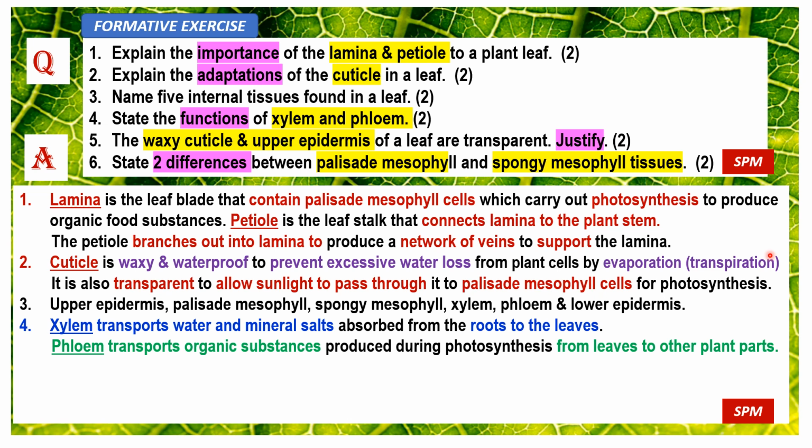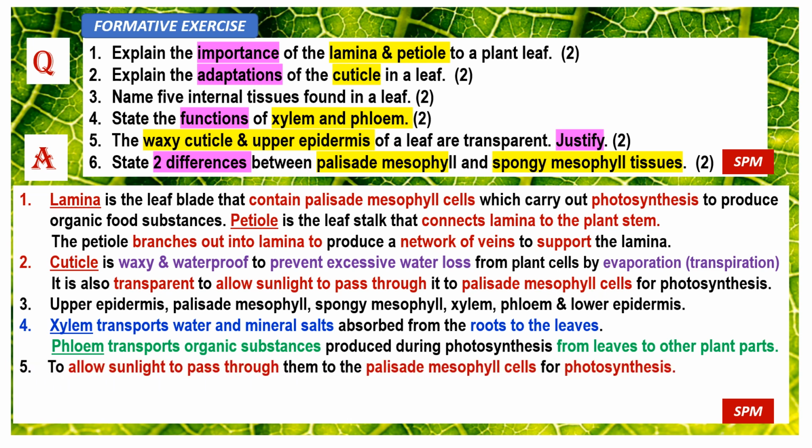Next question, number 5. The waxy cuticle and upper epidermis of a leaf are transparent. Justify. Now, when you see this word justify, it means explain why. So why are the waxy cuticle and upper epidermis transparent? So the reason is to allow sunlight to pass through them to the palisade mesophyll cells below, so that the palisade mesophyll cells can carry out photosynthesis. Next, number 6. Right, so palisade mesophyll cells are the cells that contain the chloroplast, right? So that's why they need to receive the sunlight for photosynthesis.